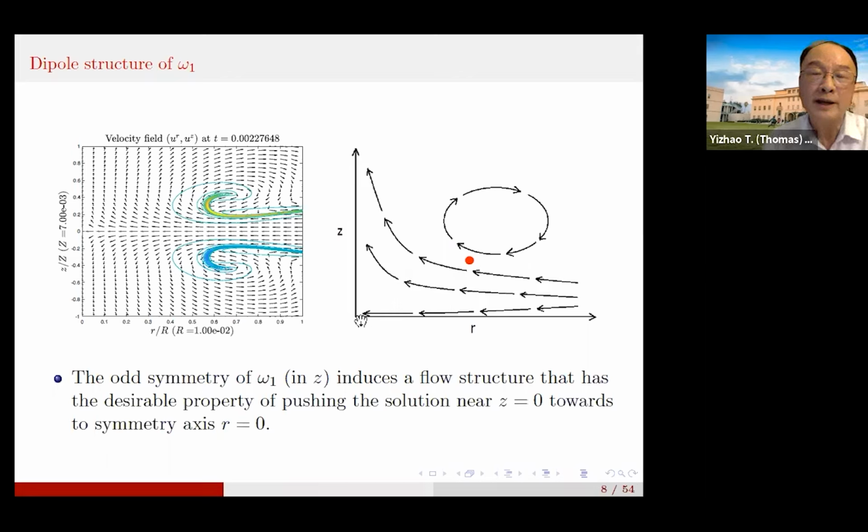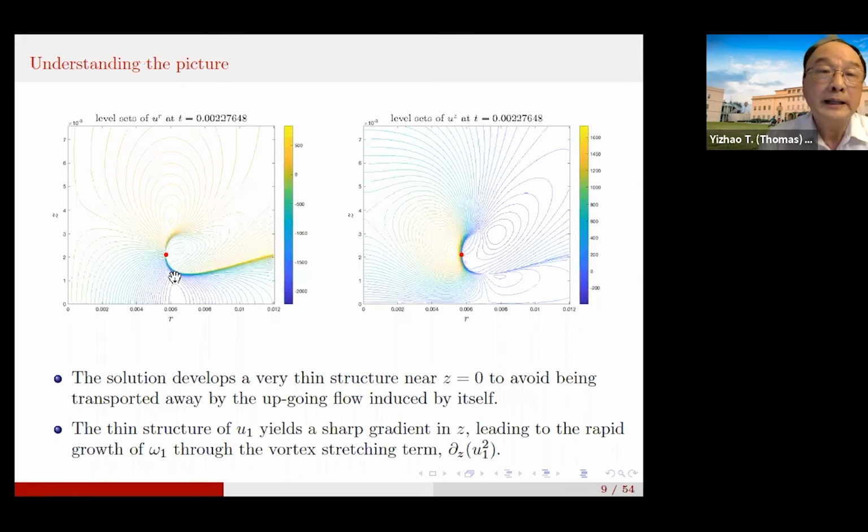That's why it's very hard to get a blow up in the 3D Euler equation at r = 0, because this is hyperbolic. The flow structure tends to dynamically deplete the singularity. This is the radial velocity field and the axial velocity field. You can see they create a very sharp gradient.